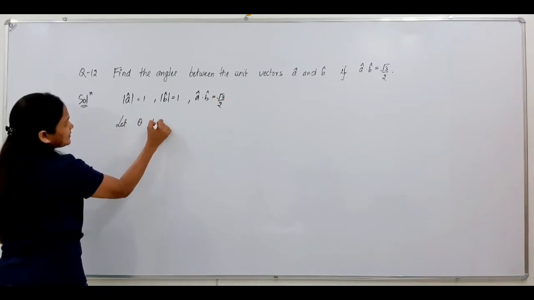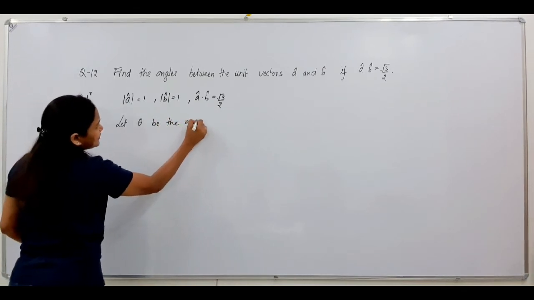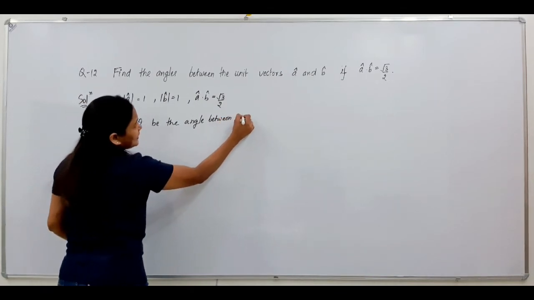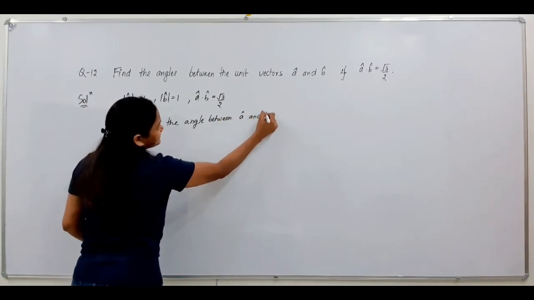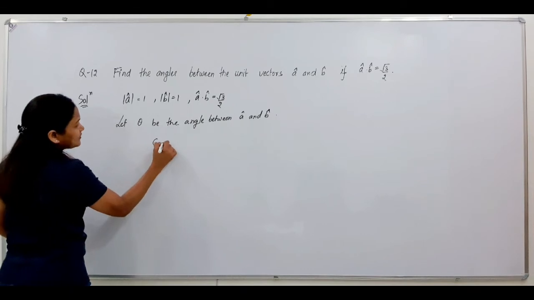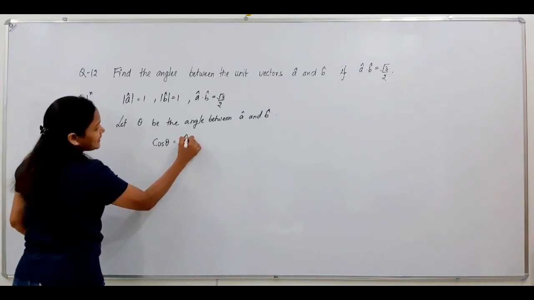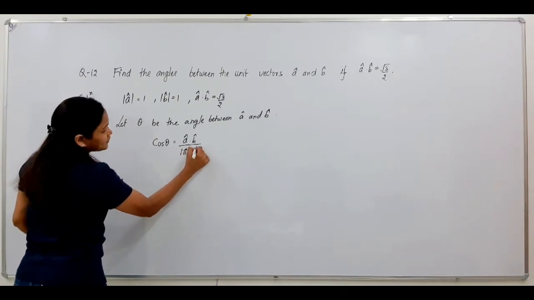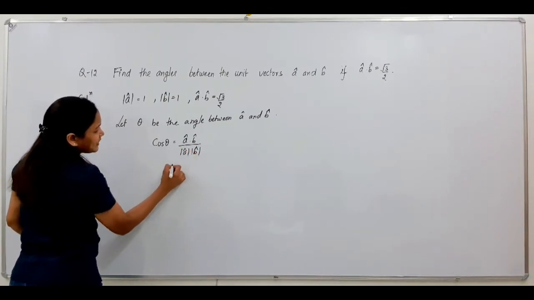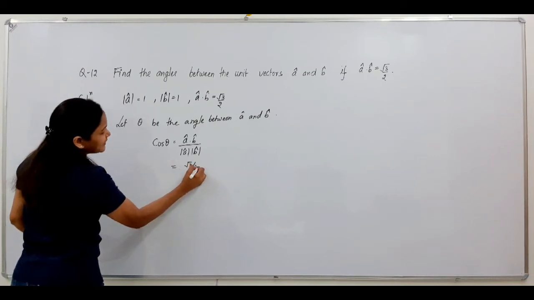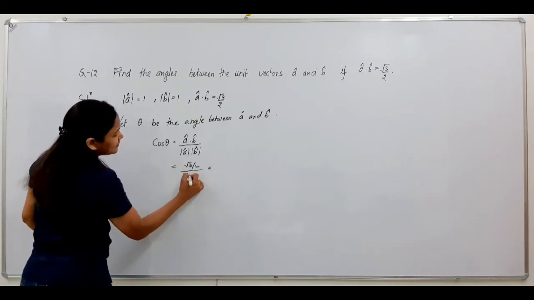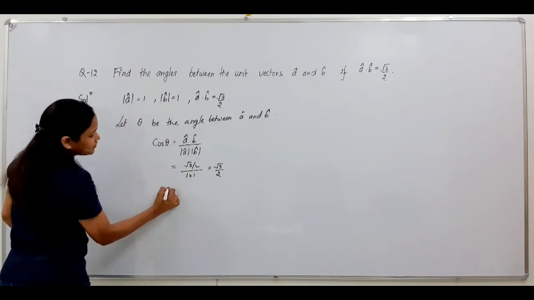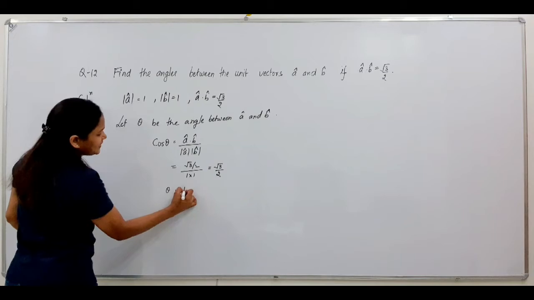Let theta be the angle between A and B. Then we know that cos theta is equal to A dot B upon magnitude of A, magnitude of B, and that is equal to root 3 by 2 upon 1 into 1. So this is root 3 by 2. When cos theta is equal to root 3 by 2, your theta will be pi by 6.